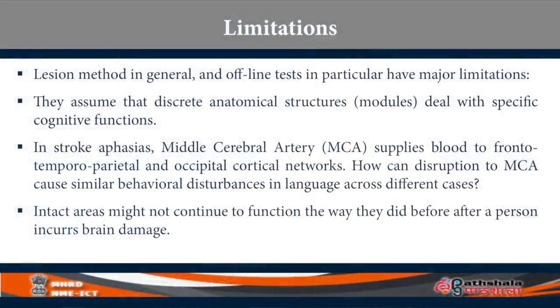Also, the other assumption of the lesion deficit method is that intact areas continue to function the way they did before, even after the brain damage. Okay, there is this person whose brain is working in a particular way. He incurred brain damage, high blood pressure, whatever, an artery burst, stroke aphasia happened. Then we are assuming that even after brain damage, unaffected areas are functioning normally. How can we uphold that assumption? It's possible that because of a lesion in one area, the surrounding area can also be affected, right?